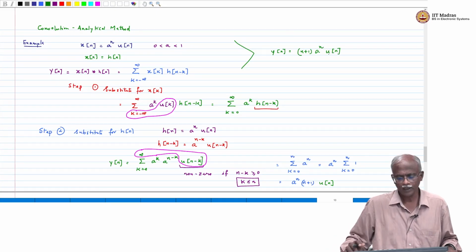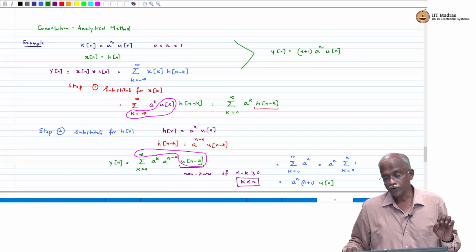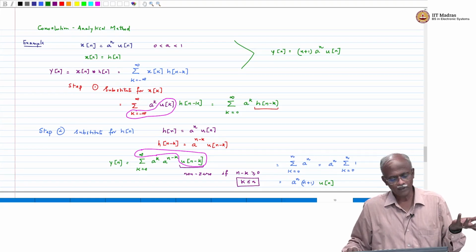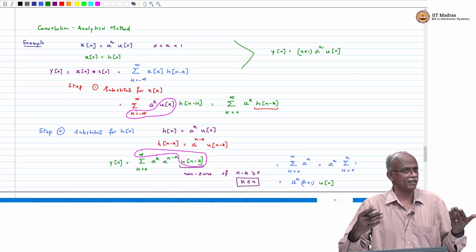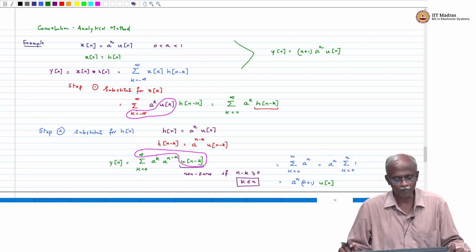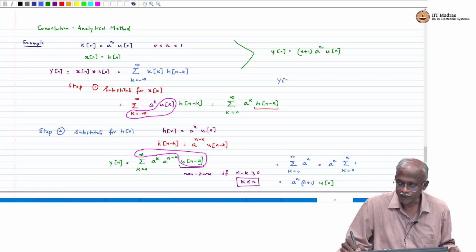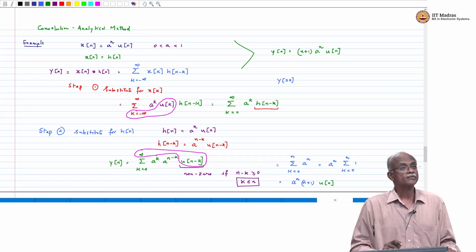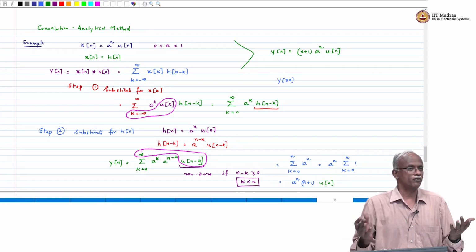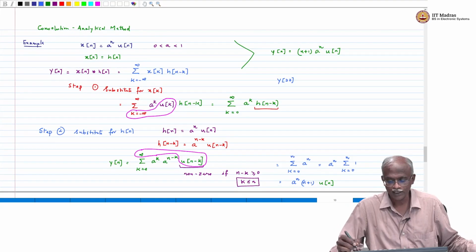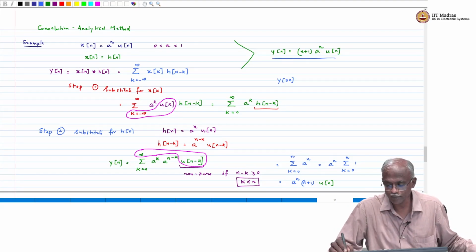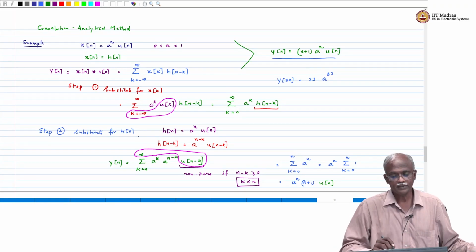Okay, now you may say, well, you know what, I could have done it graphically. That is correct, that's a very valid point. But what if I asked you, give me y of 32? Now, that would be very difficult for you to sit and do the calculation. But if you had this analytical method, then you would say this is equal to 33, n plus 1 is 33, a power 32, right? That is what it will be.